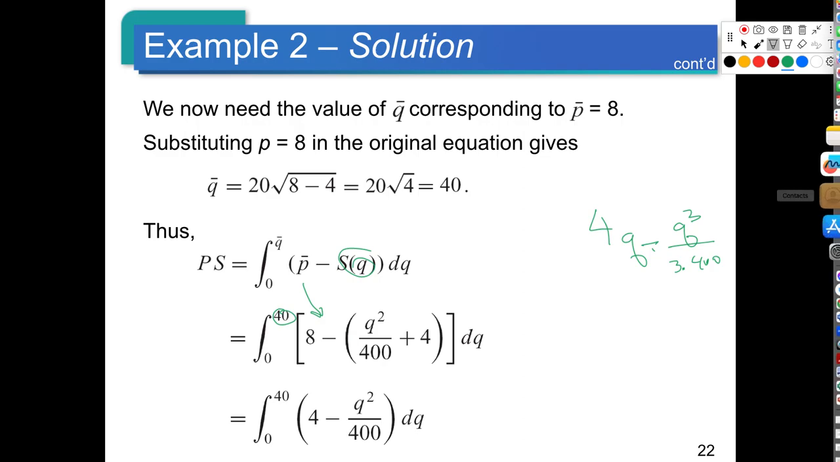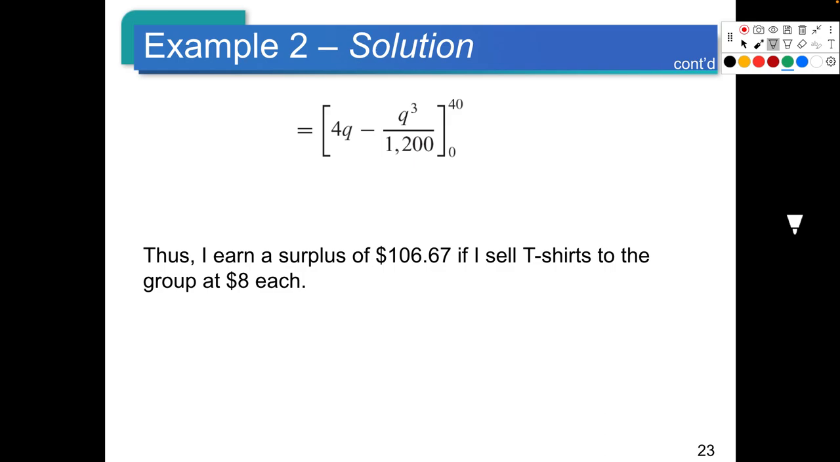And then we're going to take that from 0 to 40. And that's just going to be a calculation, right? They did all the details for us. Notice when we plug in 0, we get 0, so we don't have to worry. So you really only just plug in the 40. 40 times 4 is 160. And then 40 in here, do the calculation, we end up with 106. So that's $106 is the surplus.